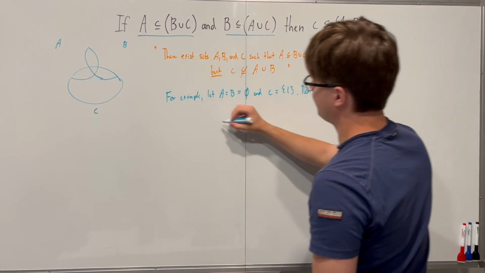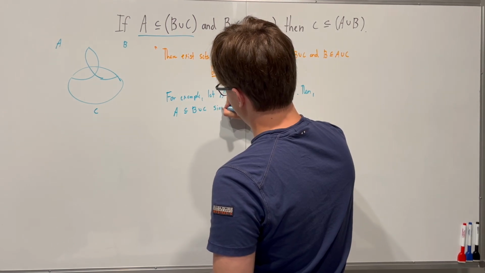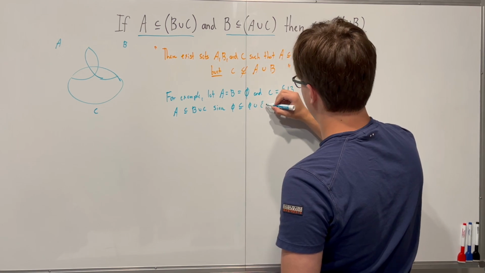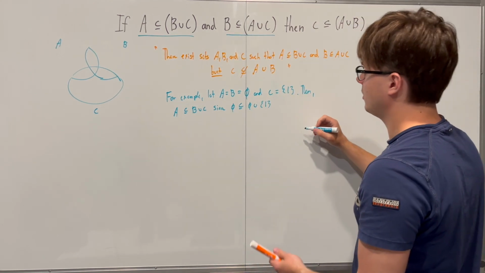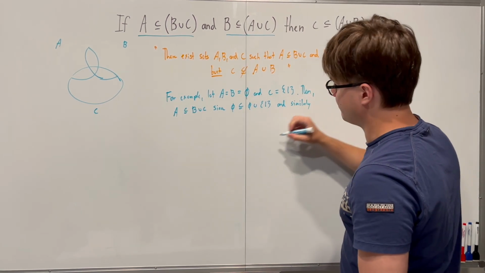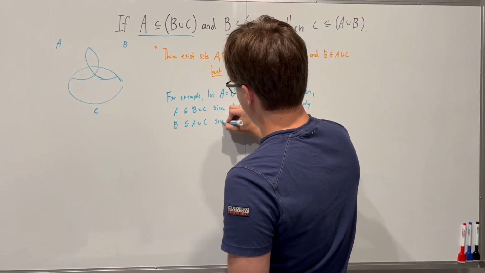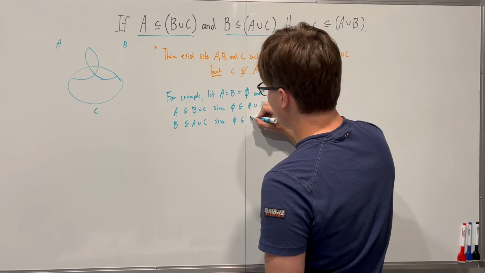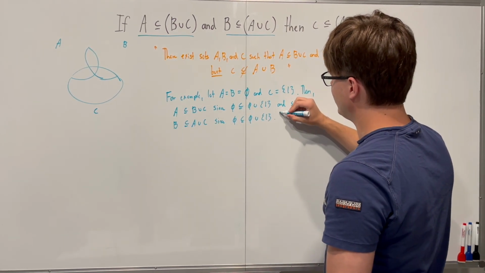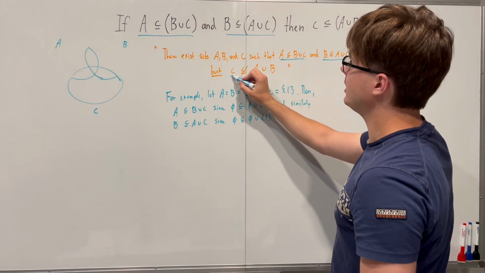Then we can say A is a subset of B union C since the empty set is a subset of the empty set unioned with the set containing 1. Fantastic. And similarly, B is going to be a subset of A union C since the empty set is a subset of the empty set unioned with the set containing 1. So we've shown that this is true and that is true. Now we need to show this is true.